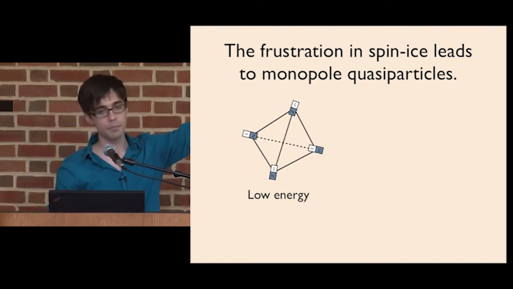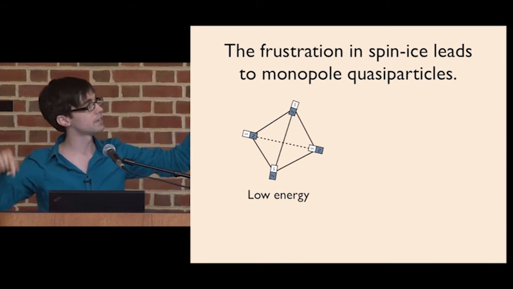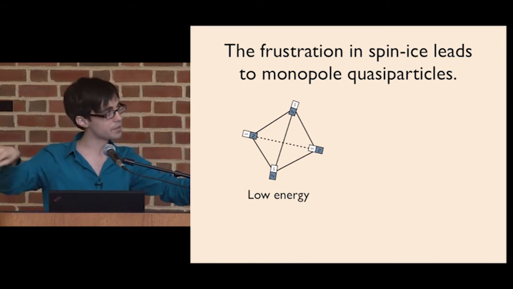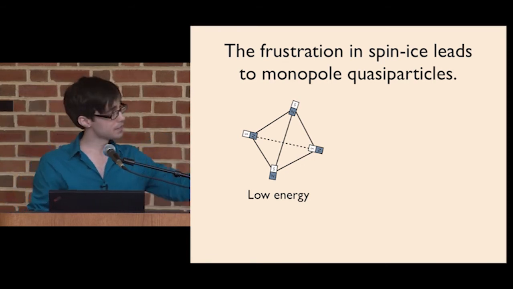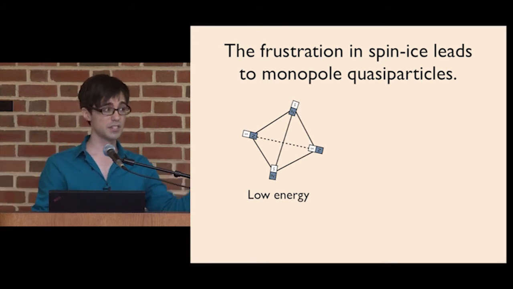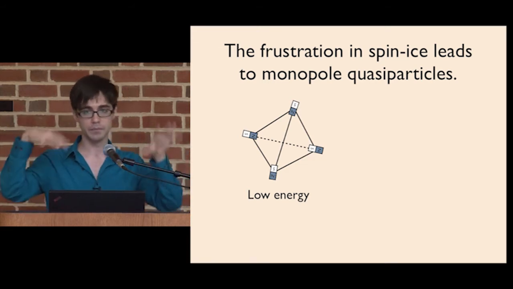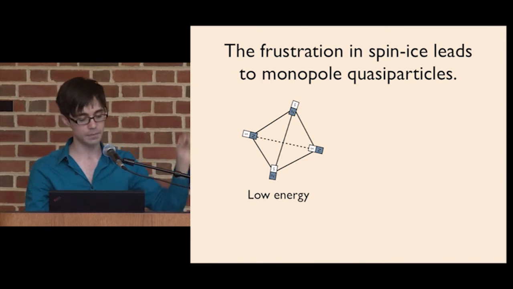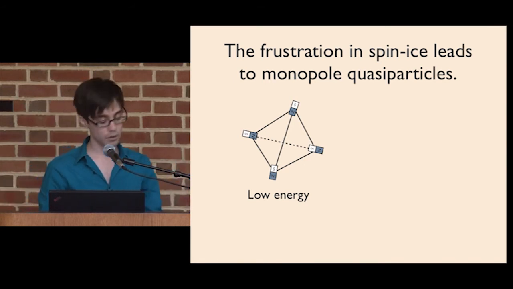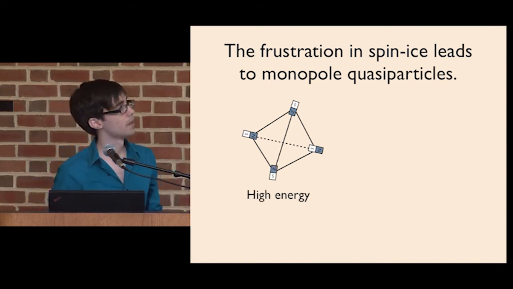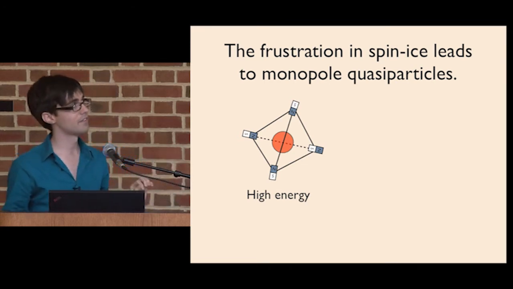So you see the two top ones up there, those norths are pointing in. The two bottom ones, the two norths are pointing out. So this is as low energy as you can hope to get. It's still frustrated. There are other ways that it can maneuver, other ways that it can flip this where it's still low energy. But if you flip this, now we definitely have a high energy state.